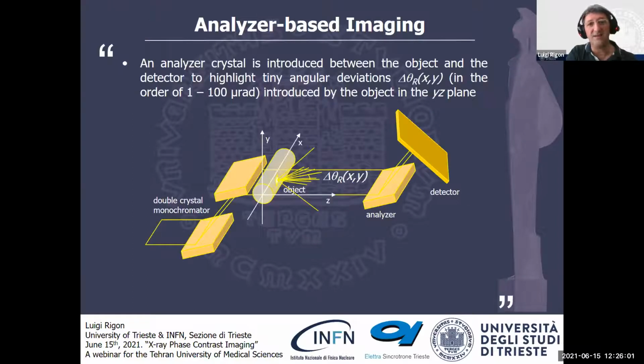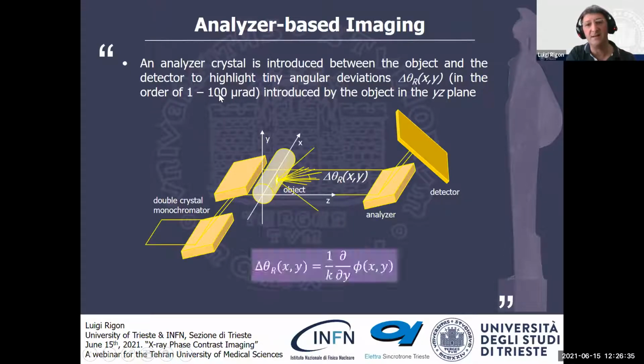So in analyzer-based imaging, what we do is that we use a monochromatic beam that comes out from 2 crystals, and then we put an additional crystal between the object and the detector. So the image is collected after being analyzed by this crystal. The idea is that the object introduces some deviations in the beam, and the deviations are very small. They're in the order of some 100 microrad, and they are proportional to the first derivative, so the gradient, of the phase shift.